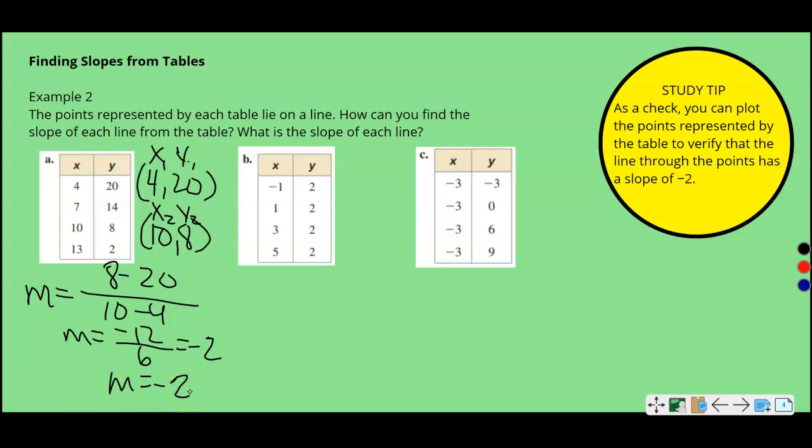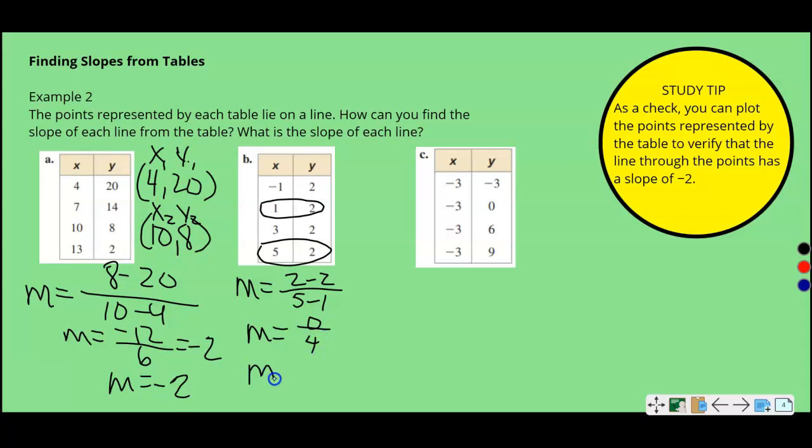All right, B part. Let's choose this point and this point. And again, you can choose any points. It doesn't matter. So let's do m equals 2 minus 2 over 5 minus 1. 2 minus 2 is 0. 5 minus 1 is 4.